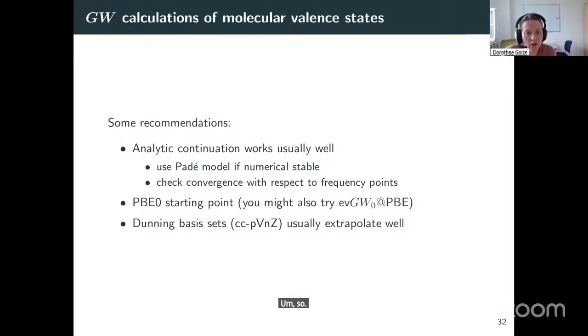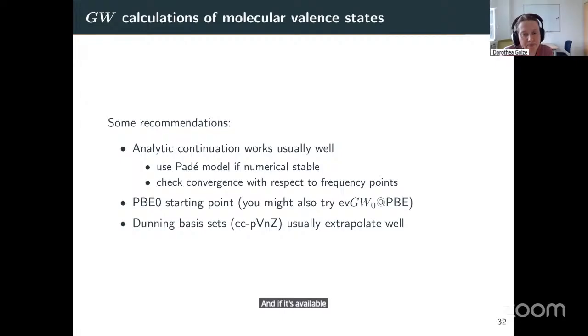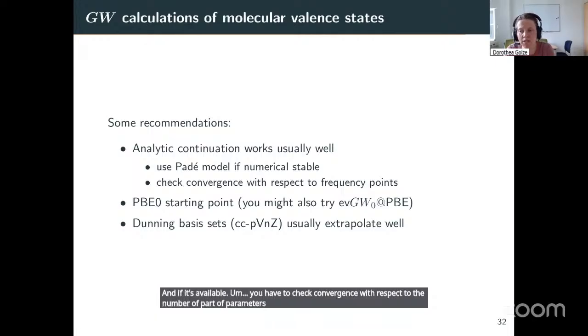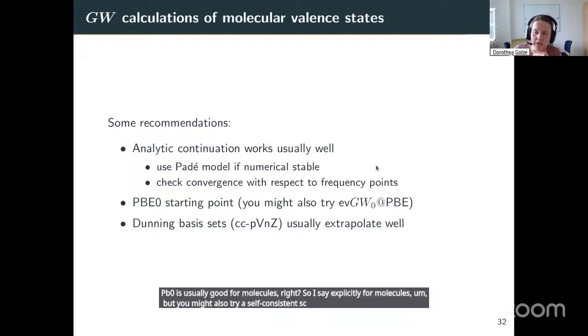So going to molecular valence states, generally analytic continuation works well enough. So I would use a Padé model if it's numerically stable and if it's available. You have to check convergence with respect to the number of Padé parameters. Usually there's a guideline of 16 is usually good, but also with respect to the frequency points. PBE0 is usually good for molecules, right? So I say explicitly for molecules, but you might also try a self-consistent scheme, which is typically affordable.